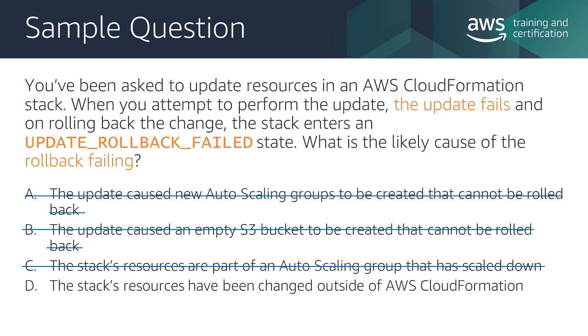In both cases, none of that's going to cause a rollback to fail, which then leads us to option D, which absolutely can cause a rollback to fail. After the stack was created, something modified those resources outside of the CloudFormation process, which means CloudFormation couldn't find it, couldn't touch it, therefore it can't roll it back.